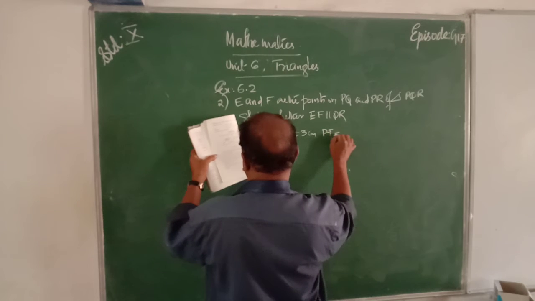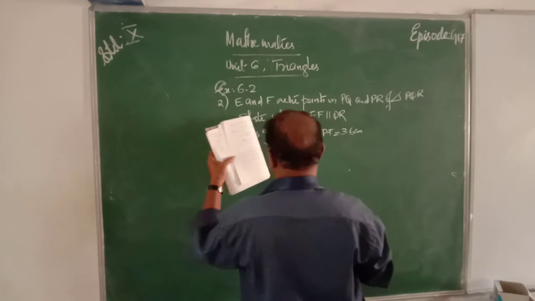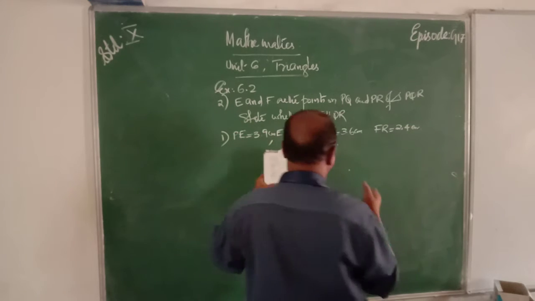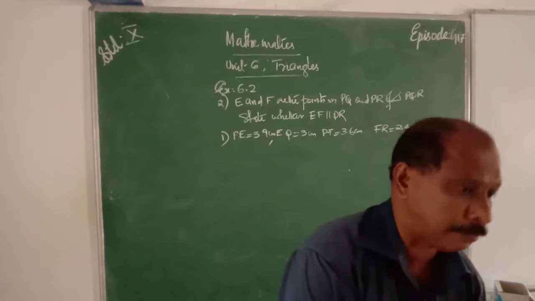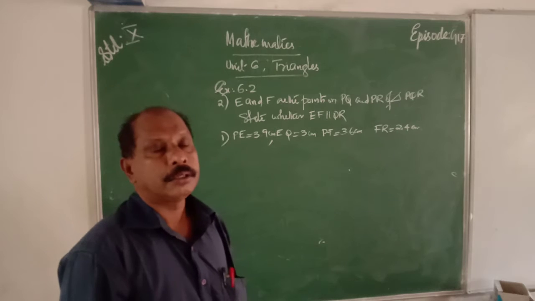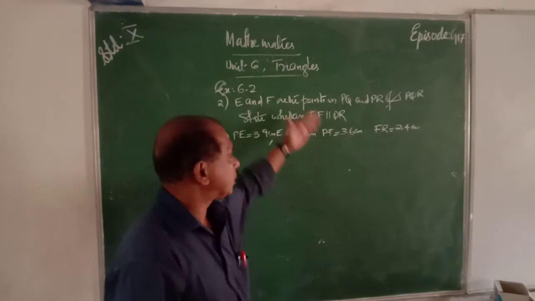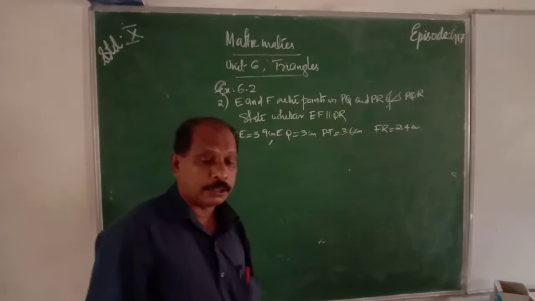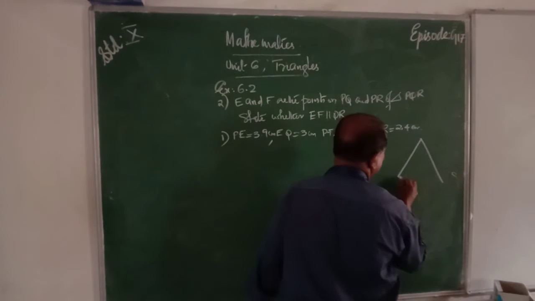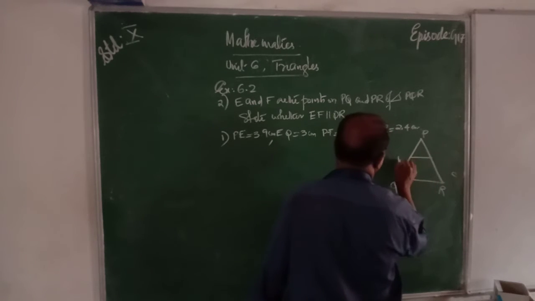PF is equal to 3.6 centimeter, FR is equal to 2.4 centimeter. That means the ratios are equal, which is the converse of the basic proportionality theorem. We know that if the ratios are constant, the line segment is parallel. First question: basic proportionality theorem. Second question: converse of the basic proportionality theorem. The answer for that one is that EF is parallel to QR.